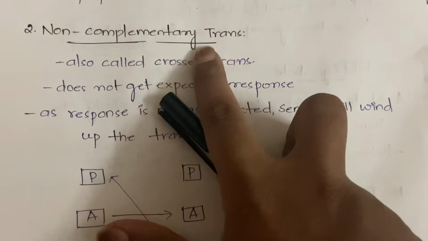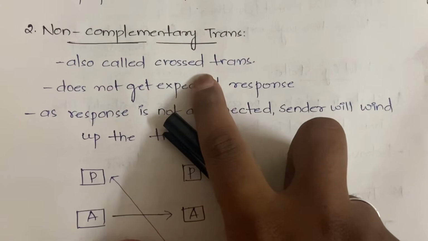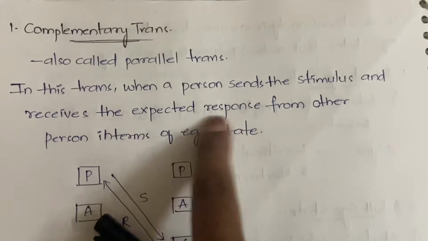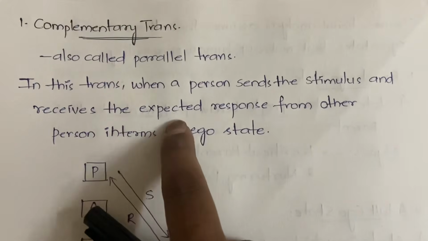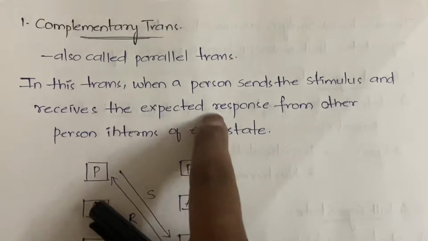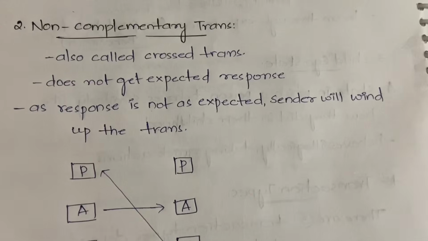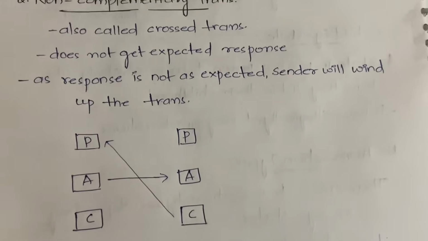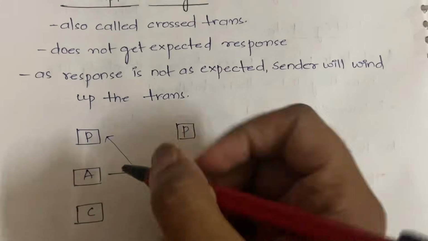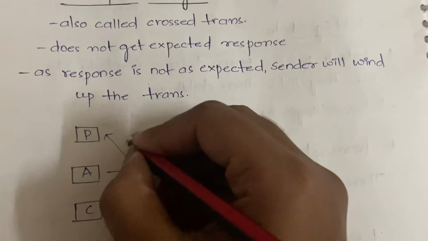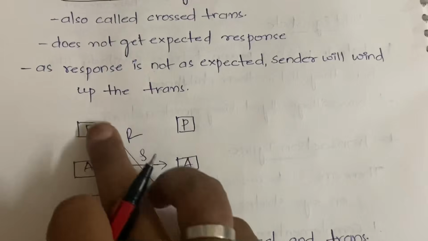Let us move on to the non-complementary transactions. So non-complementary transactions are also called cross transactions. Simply, they are opposite to the above case. Okay, you do not get the expected response. Here we said we get the expected response, right? The same thing you can write in this transaction: stimulus and do not get the expected response. That's all. Okay, so if you are not getting the expected response, then it is called a non-complementary or a cross transaction. See, here you have a cross transaction. Okay, so you can write the stimulus and response. So this is stimulus and this is response. Guys, PAC means parent, adult, child.